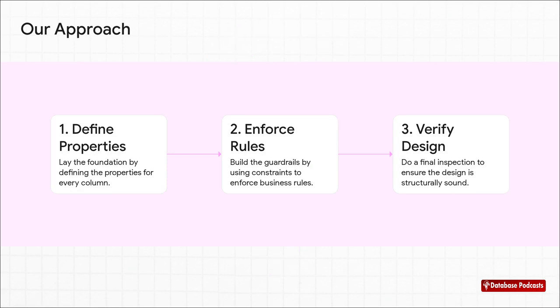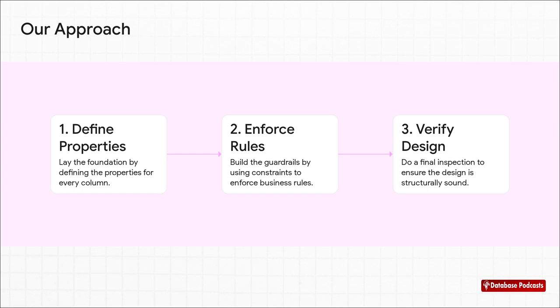And our game plan is super straightforward. First, we're going to lay the foundation by defining the properties for every single column. Then, we'll build up the guardrails using constraints to enforce all our business rules. And finally, we'll do a final inspection to make sure the whole design is rock solid.